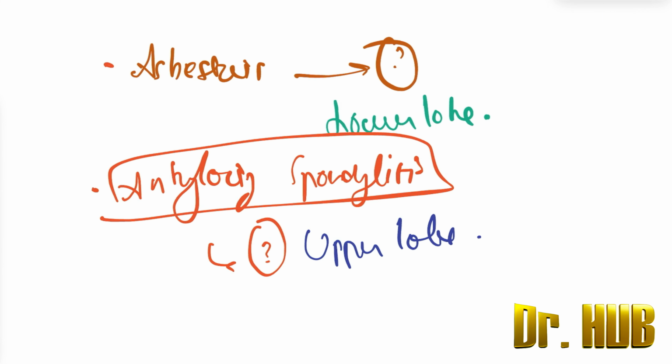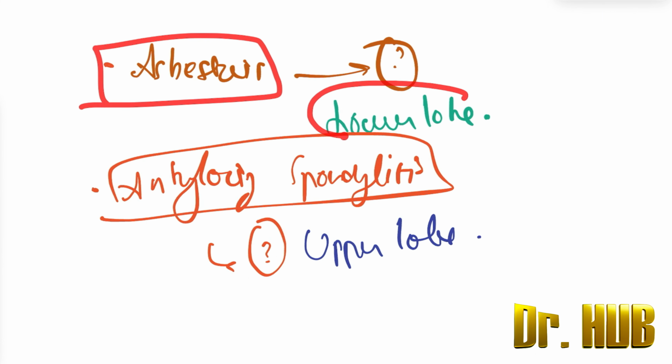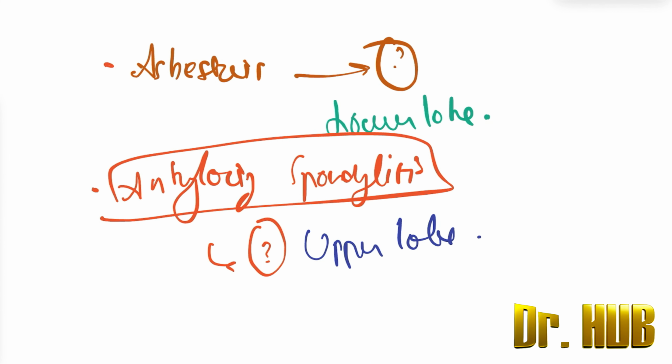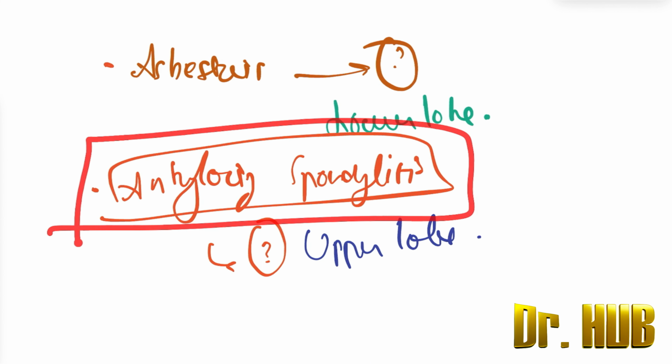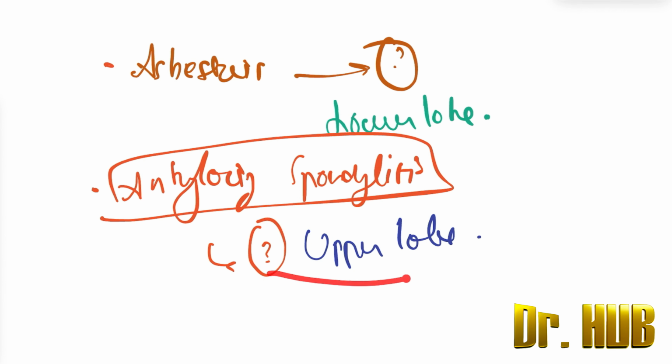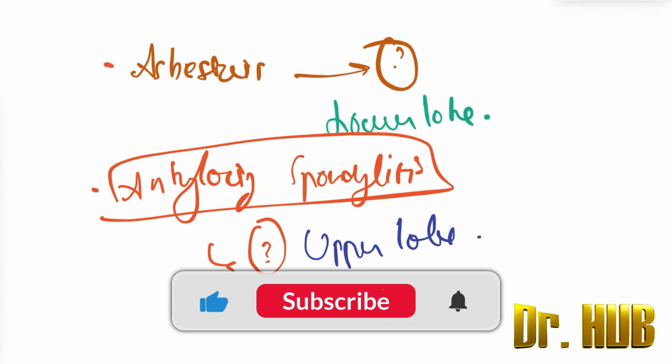Now let's recap. We saw that asbestosis is associated with the lower lobe. Then the next question we asked was about ankylosing spondylitis. It is associated with the upper lobe. So this was about the lobes involved in various lung diseases.